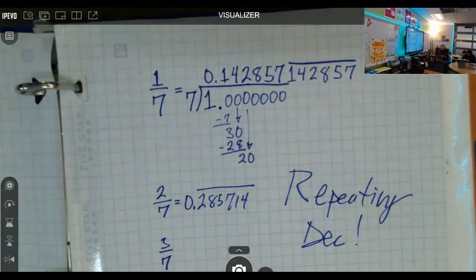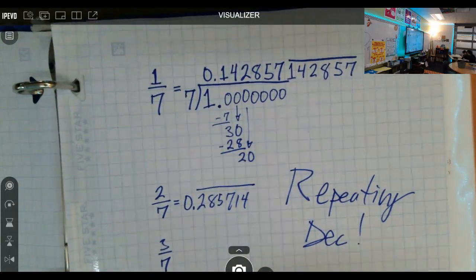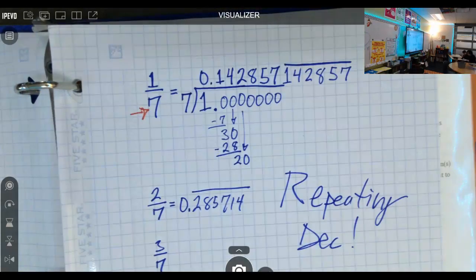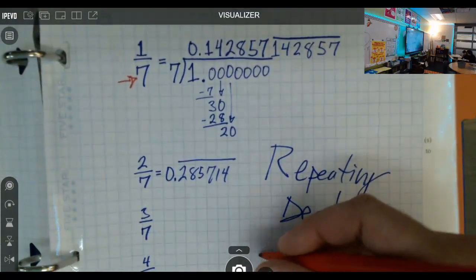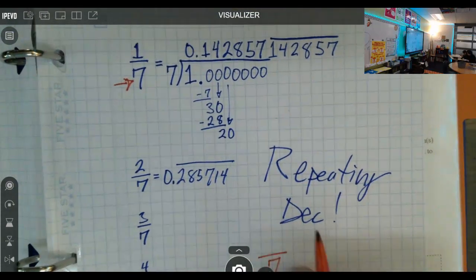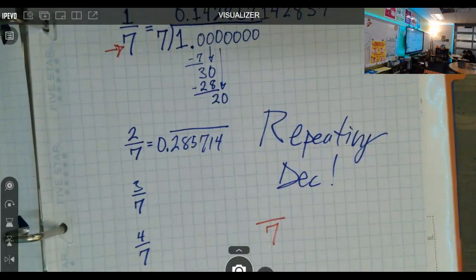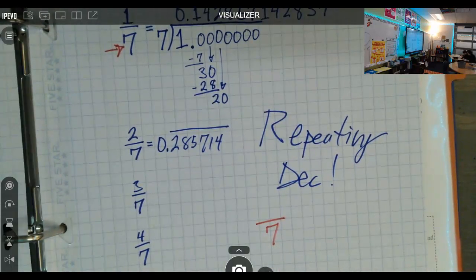All division by 7 repeats, unless it's like 7 divided by 7 or 14 divided by 7. So, repeating decimals, division by 7 for sure repeats. Anything else people have figured out repeats when you divide?